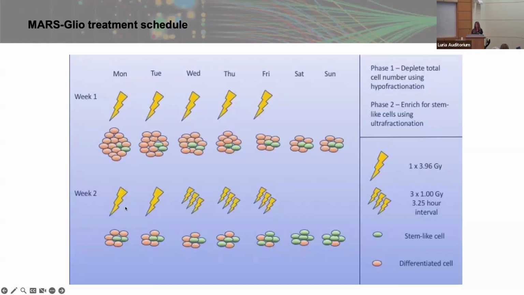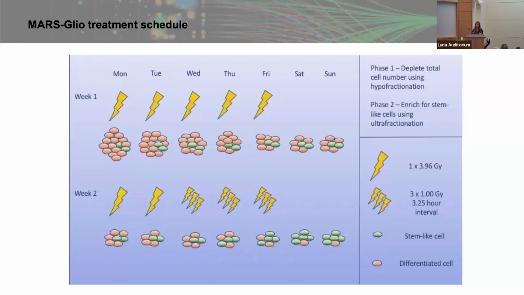And then the second Saturday, Sunday off. The second week, the first 2 days the same as the first week. And then the last 3 days, 3 fractions each at 1 gray each with a 3.25-hour interval in between. And that, by this validated mathematical model, if scaled for efficacy, would be predicted to lead to superior outcomes.